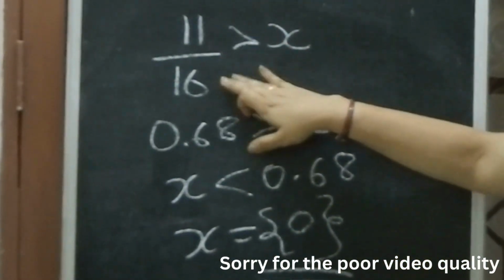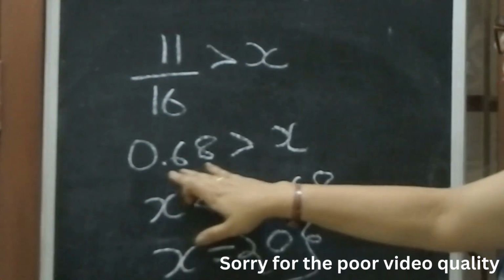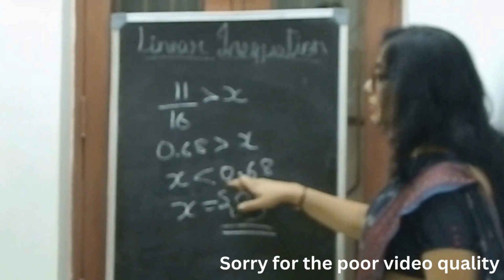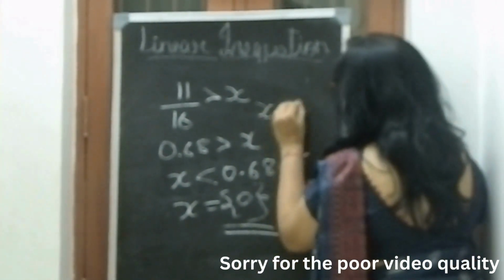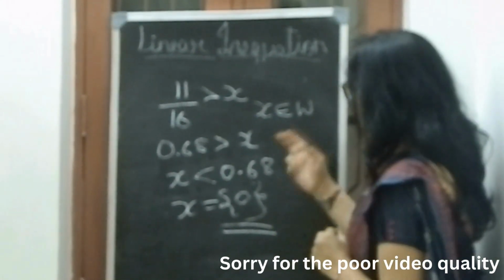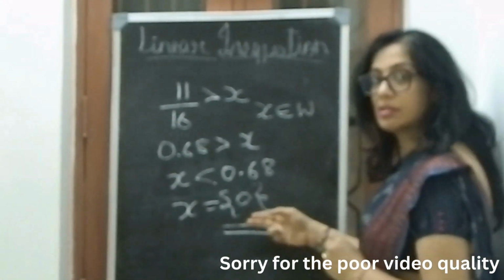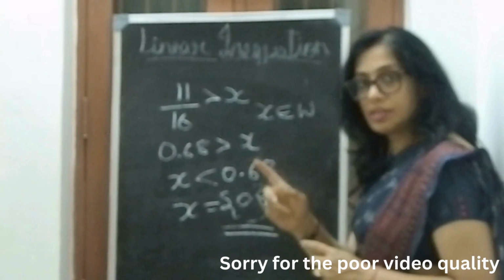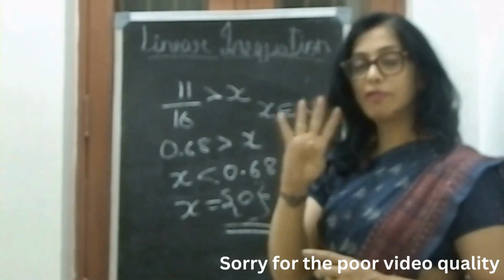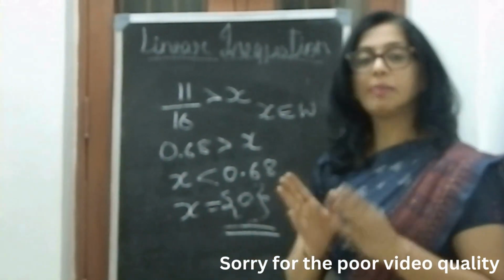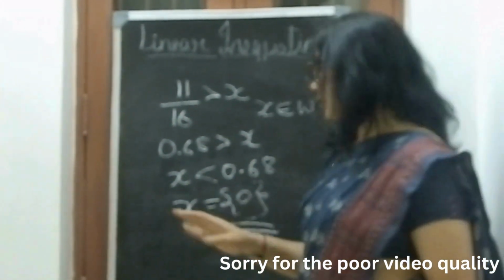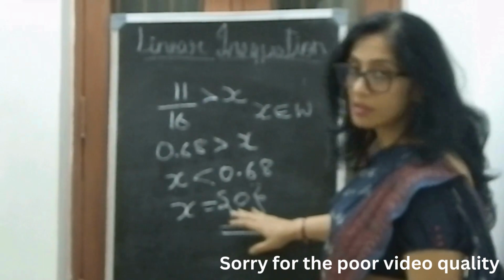Now 11/16 greater than x, then I saw that it is 0.68 is greater than x. So x is less than 0.68. Because the question said x belongs to whole numbers, the solution set answer is 0. Here in my first example, the solution set had 4 digits. In this one, the solution set is only 1 digit. It can be 1 or more than 1. Okay. Here the solution set is 0.